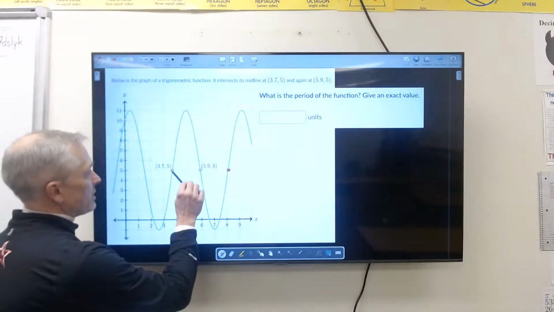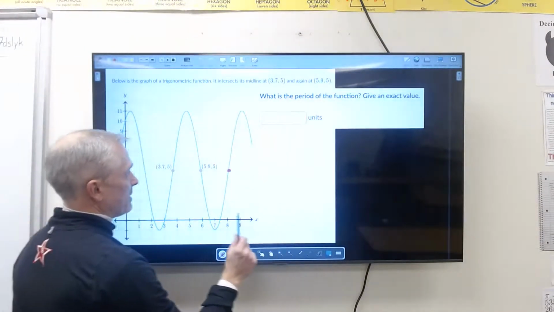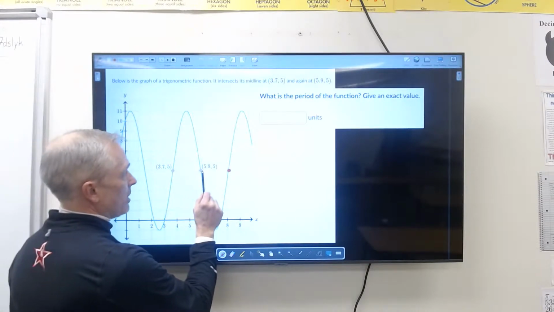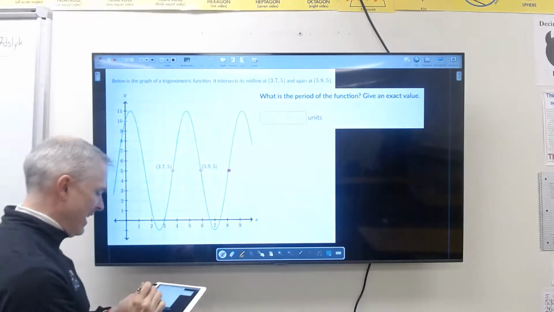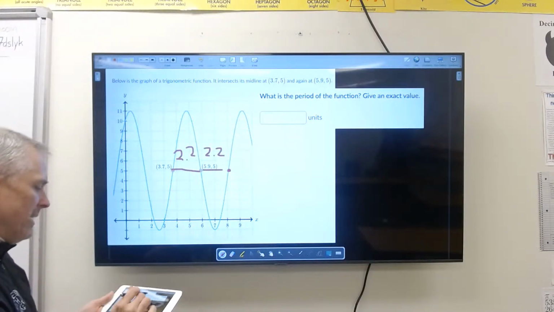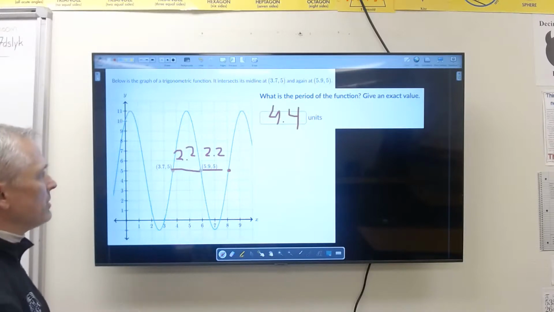The period is from where it starts to where it completes the entire cycle, and then it starts to repeat itself. So this is really only half the period. Now we're dealing with a horizontal component, so it's an x coordinate. From 3.7 to 5.9, we've got 2.2. So we've got to have another 2.2, and the period is 4.4 units for the entire period.